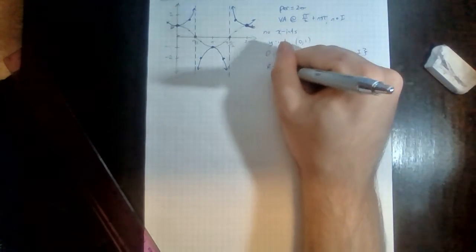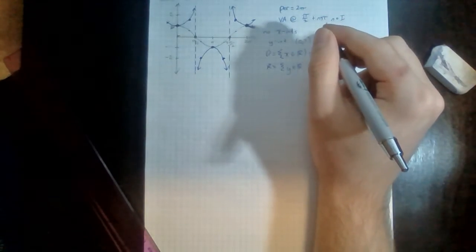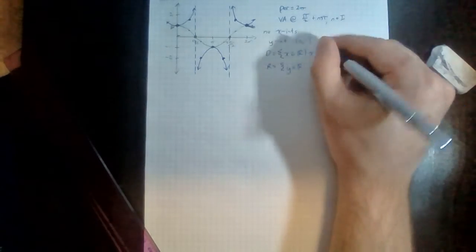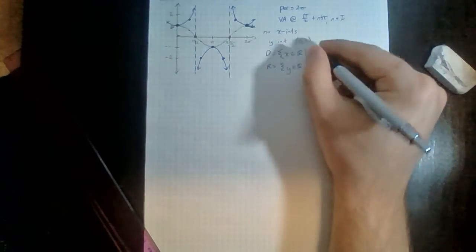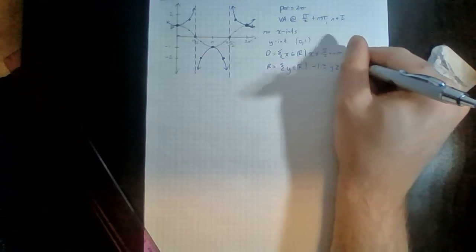And our range will end up being the same as cosecant. So we can either write it as y is greater than or equal to 1 and less than or equal to -1, or we can write that compound inequality.